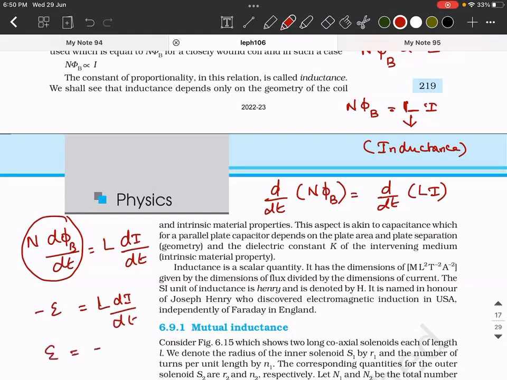So EMF will be equal to minus L into di by dt, where L is what is called inductance. To be more specific, it is called self-inductance because the change in flux is happening due to its own current. Is that clear? And this L is what is called inductance. I told you it does something. What that something is, I'll explain it now. But before that, copy this.